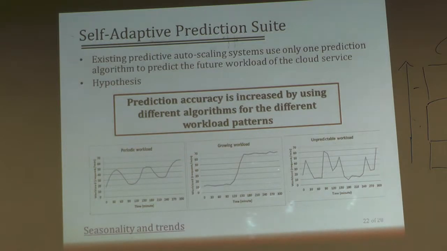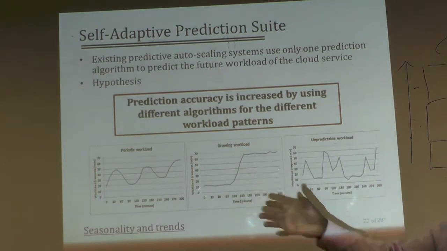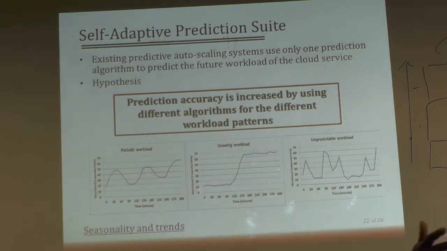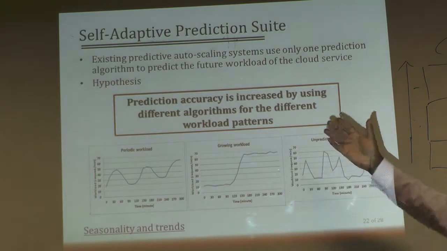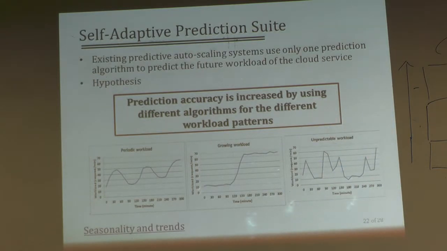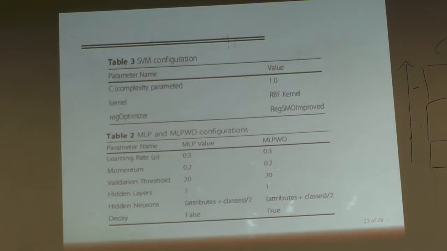Okay? So it's after all those studies that we set up this particular hypothesis. And the hypothesis, if you look at it carefully, is talking about 2 things: different algorithms and different workload patterns. Which means that if the workload pattern is periodic, one algorithm may work better than the other one. If the workload pattern is growing, a different algorithm may work better. I've explained the workload pattern. Then we set up to look at 3 algorithms. And there's a reason for this. I'll come to that in a few seconds.